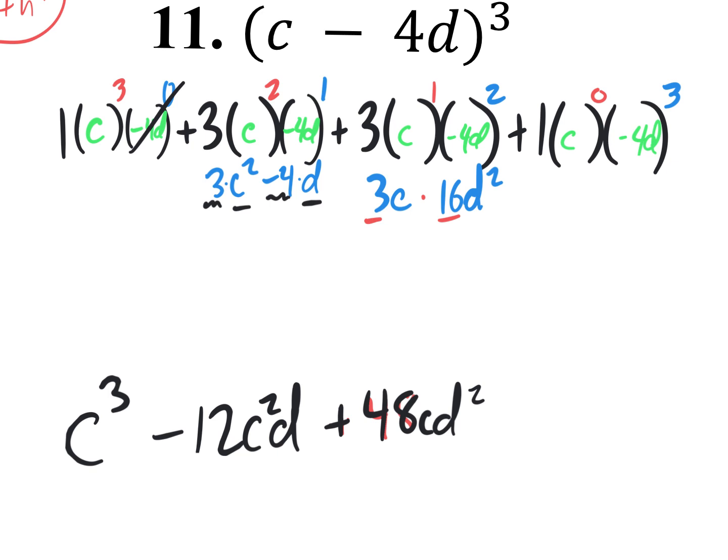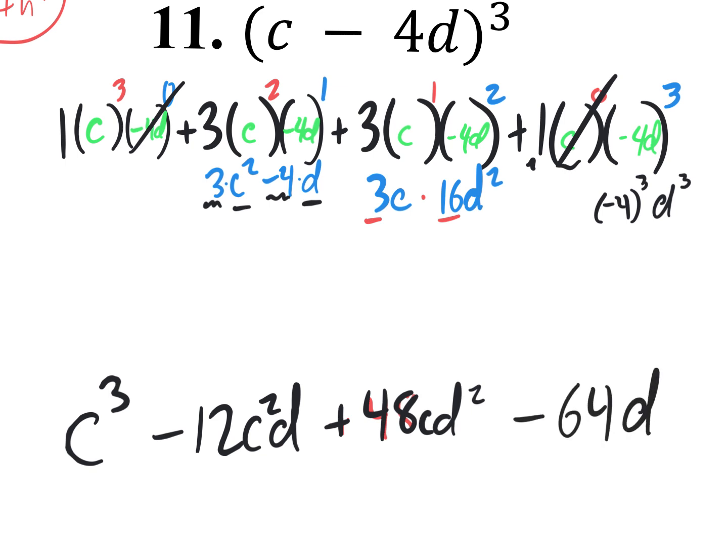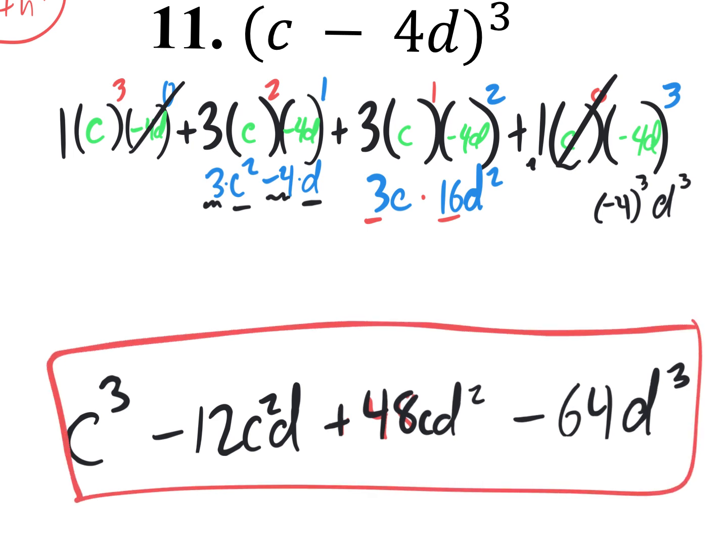And last but not least, C to the 0 cancels out. It becomes 1, right? And 1 times 1 is 1. You don't even need to write it. But we do have negative 4D to the 3rd power. That's like having negative 4 to the 3rd power and D to the 3rd power. Negative 4 to the 3rd power is a negative 64. And D to the 3rd power just comes down. And there is your final expanded form answer of this binomial to the 3rd power.